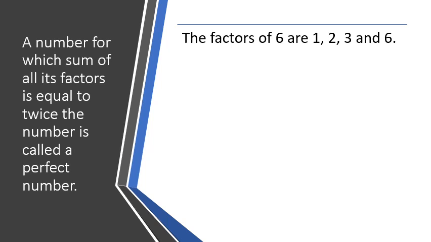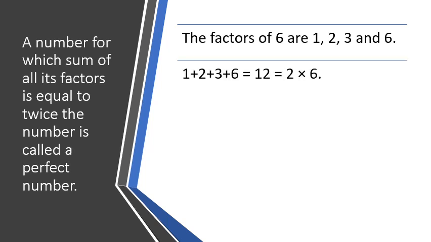What is written here? You see here, a number for which the sum of all its factors. So, we have to find the sum of all its factors. The numbers are 1, 2, 3 and 6. Let us find the sum of all these. How will you get the sum? Let us see. 1 plus 2 plus 3 plus 6. That is equal to 12. And 12 can be written as 2 into 6.